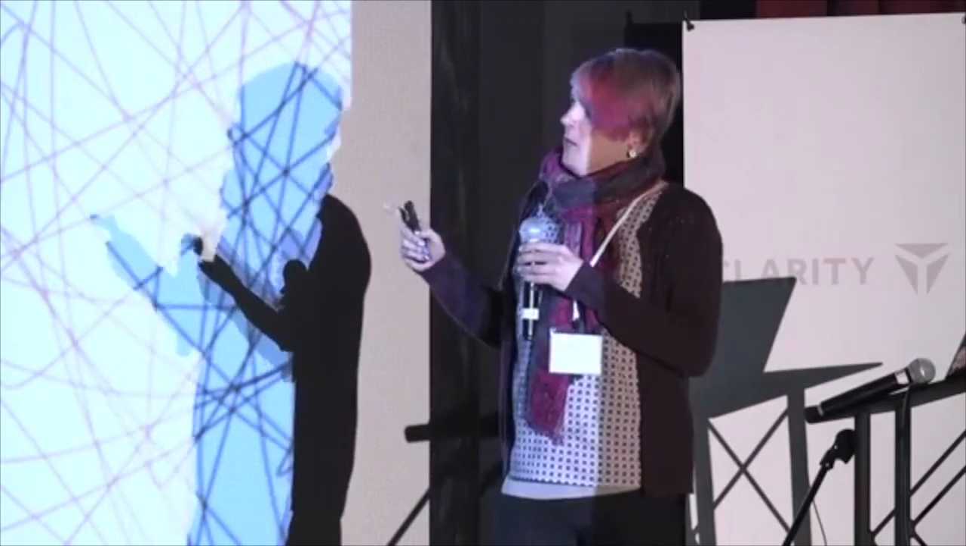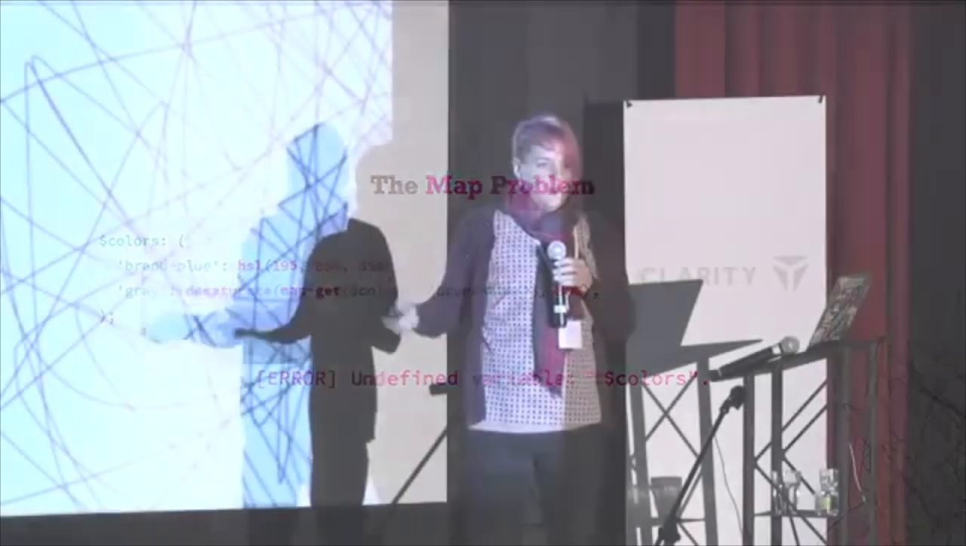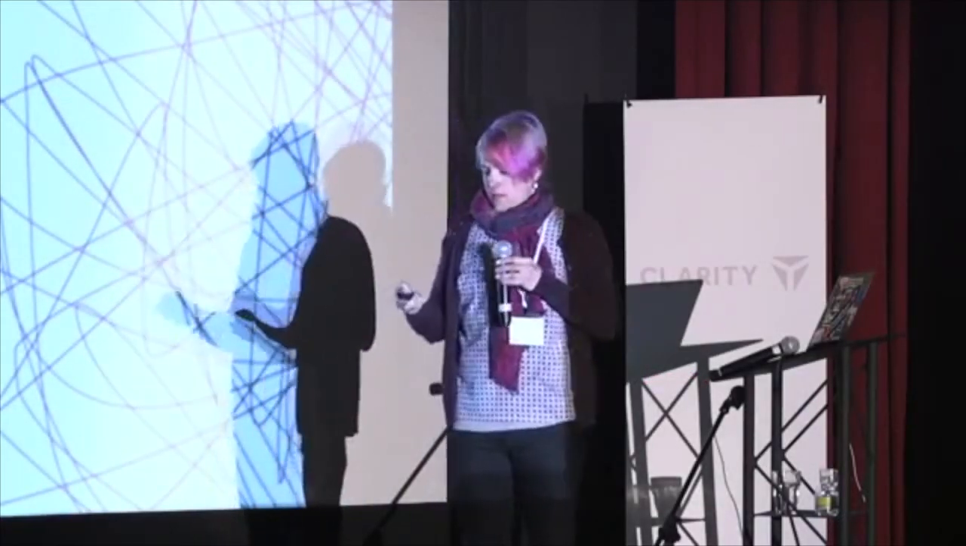It also has this problem. If I define brand blue, and it's an HSL color there, and then I want to adjust brand blue to get my gray, I want a gray blue based on our brand color, I can't do that. Because the map doesn't exist at the time that I'm defining it. So I can't access the map yet. So I would have to create the map again. It just gets complex. It's not good.